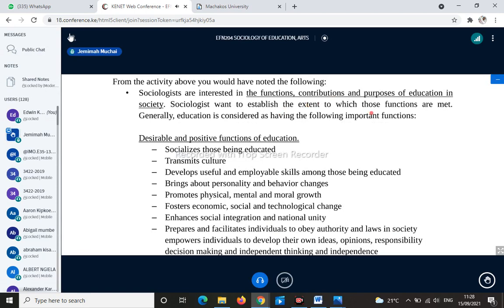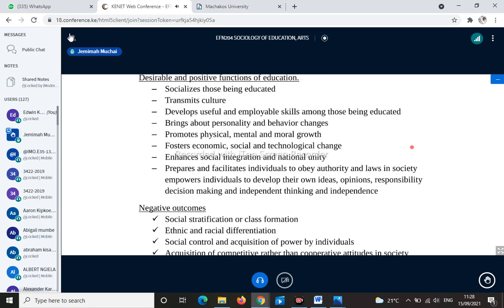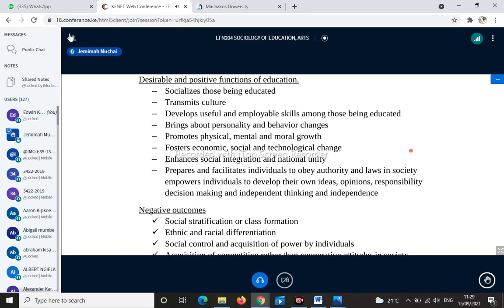Functions, contribution and purpose of education in society. Sociologists want to establish the extent to which those functions are met. Generally, education is considered as having the following important functions. So, education has desirable or positive functions and undesirable or negative functions. First, look at the desirable or positive functions of education.